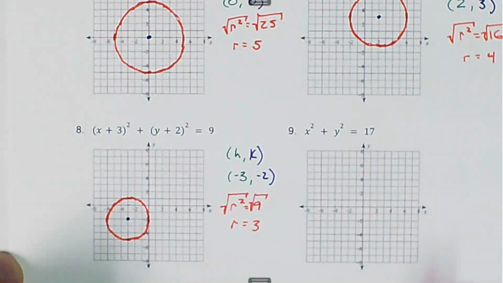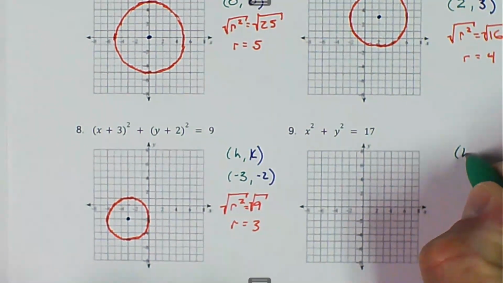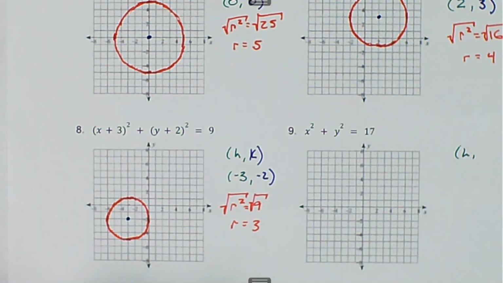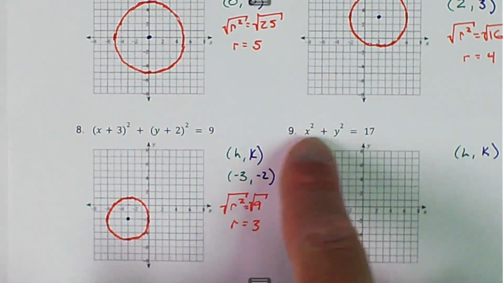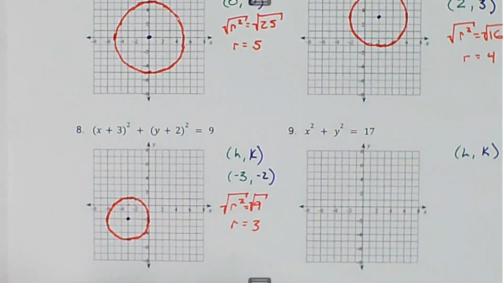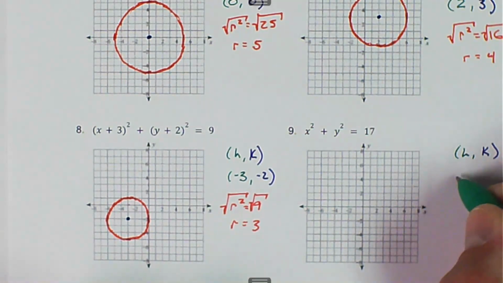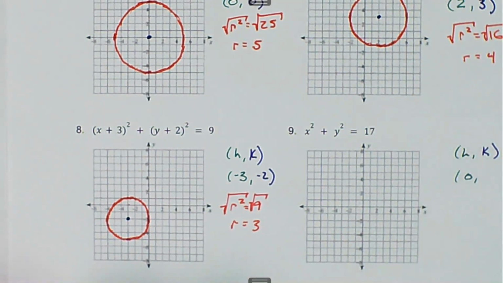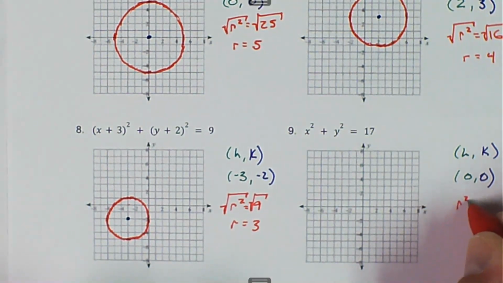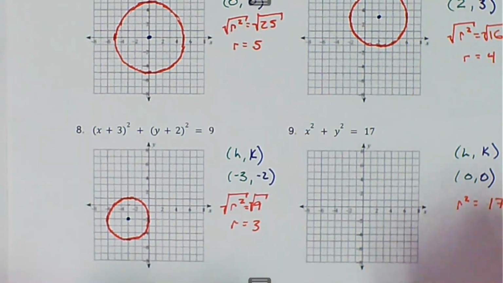And then the last one, our (h, k) again is the first thing we want to look at. In this example, we're not adding or subtracting anything from x or y. So we know that our center point is still at (0, 0). And our radius in this case, r squared is equal to 17.